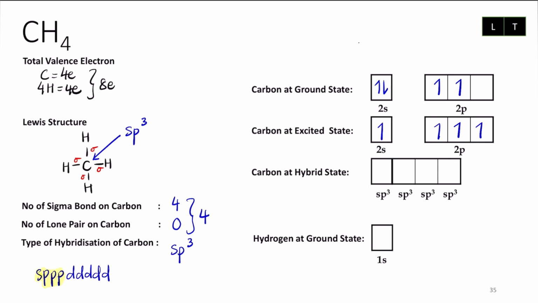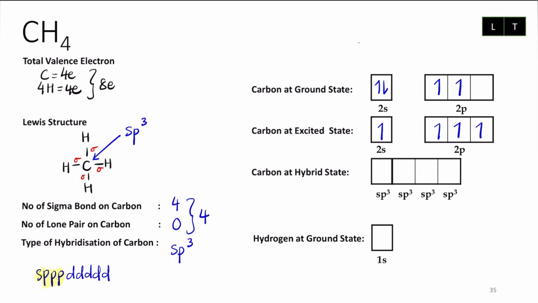Dalam kes ini, at excited state, energy of the orbital tak sama. Sebab kita ada orbital 2s, kita ada orbital 2p. Kalau ingat, shape dia pun berbeza. Satu spherical, satu dumbbell. That is why kita kena buat hybridization. So dalam kes ini, kita akan tunjuk carbon at hybrid state, di mana 2s orbital dan 2p orbital akan mix together to form sp3 hybrid state.